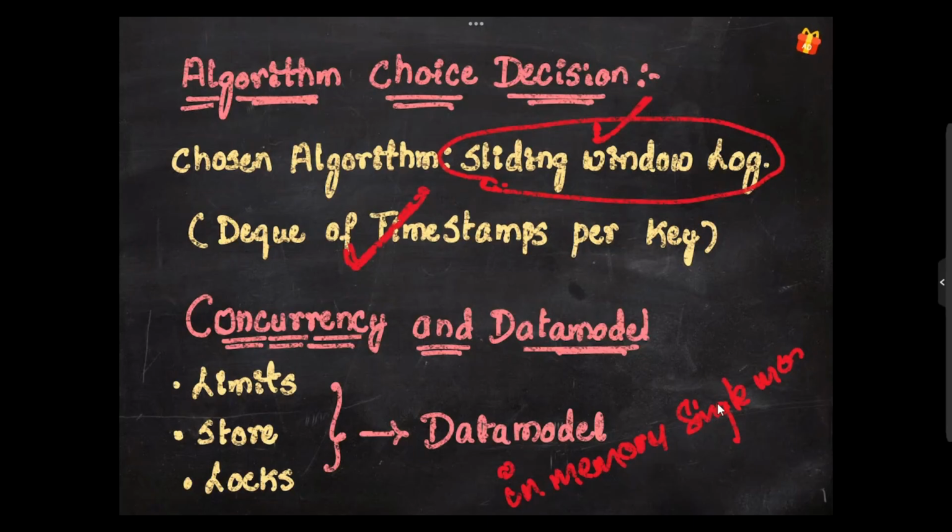As I've said, for the data model, we'll be going with the in-memory single node, not mode, sorry, node. We have to consider three things here: limits, store, and locks. When I say limits, I'm speaking of the configuration object, in the sense of the key, max requests, and window seconds, with a fallback to a default. So this is for the limits.